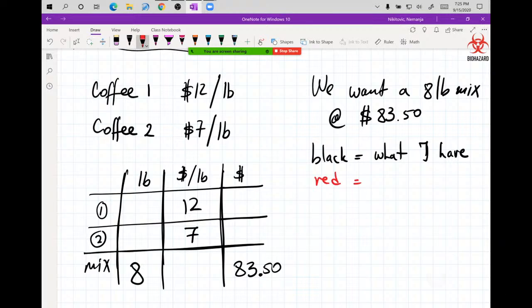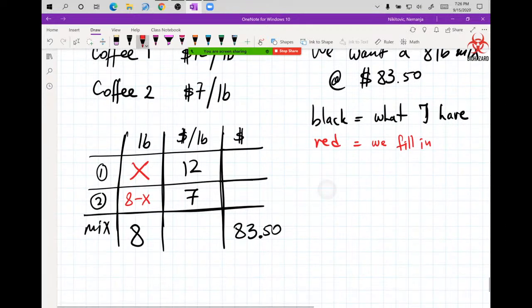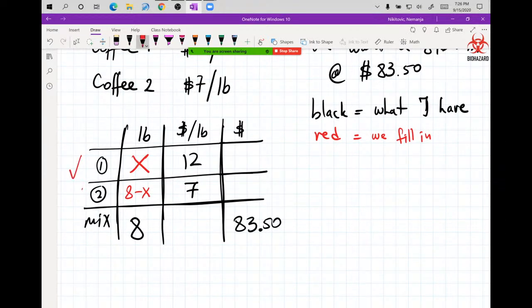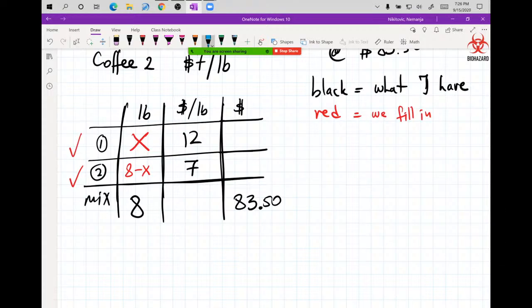Red equals, we fill in. Now, the red is going to be simple as this. I don't know how much organic coffee I need, so I'll put X. And I know that if I use X amount, I'll need 8 minus X here to have 8 total. You see, because when I add the first coffee to the second coffee, they have to add to 8 pounds. So if I don't know how much I need for the first one, then the second one needs exactly 8 minus I don't know.